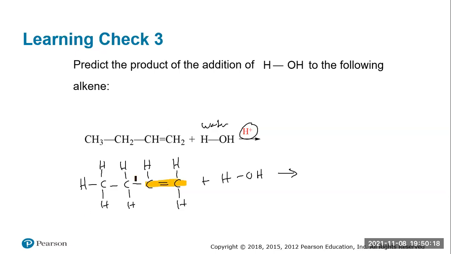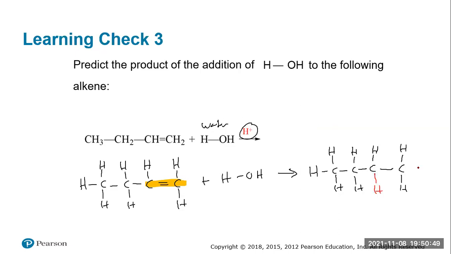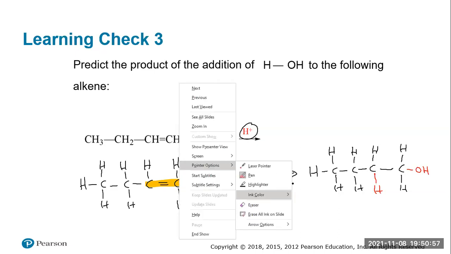So we can rewrite it exactly the same as before, where we go H, C, H, C, H, C, now making our double bond into a single bond, H and H. Now, one option would be to add the hydrogen to the left carbon, add the OH to the right carbon. So that's one option.